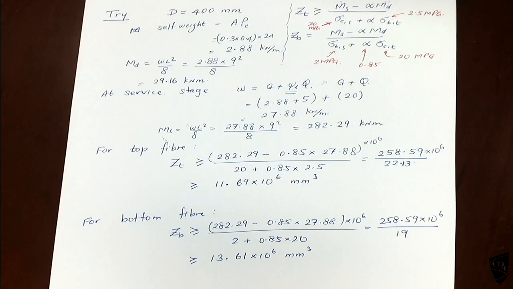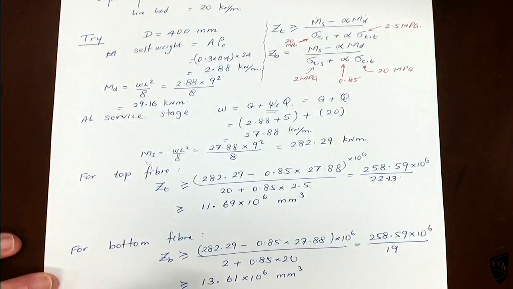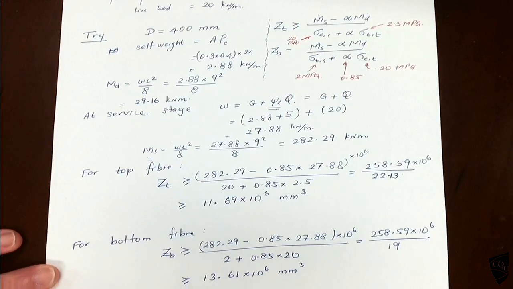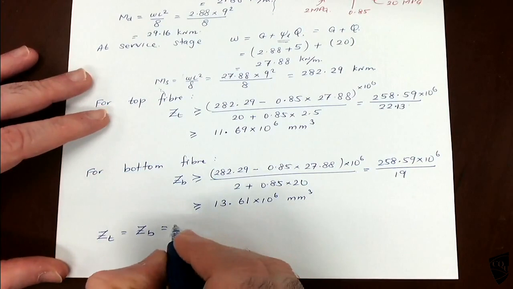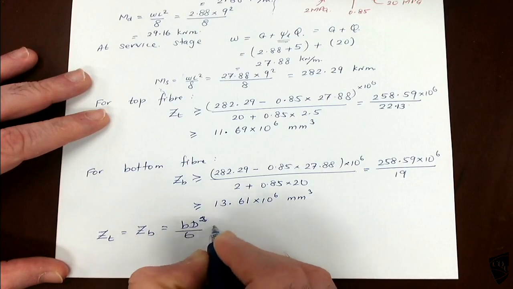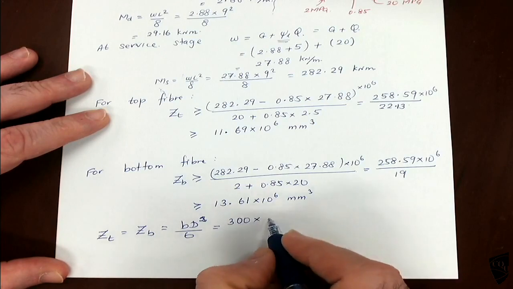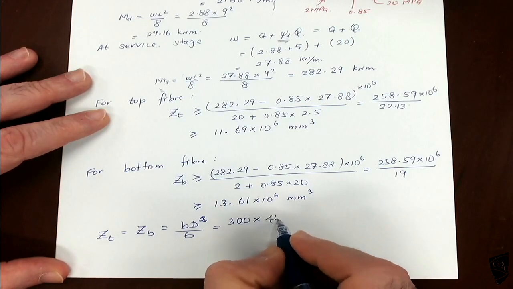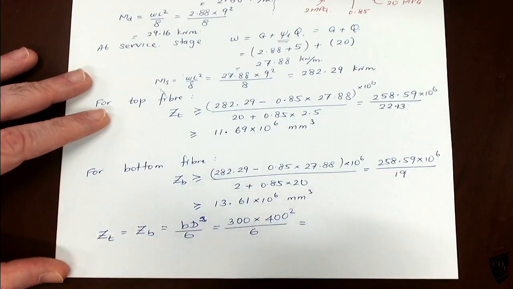Let's see what my Z is. So Z, the section modulus for a rectangular section. ZT and ZB are both the same for a rectangular section. If it is different, you'll have different values. So this is B D squared upon 6. B is 300, D is equal to 400. So this is the section modulus, B D squared upon 6.